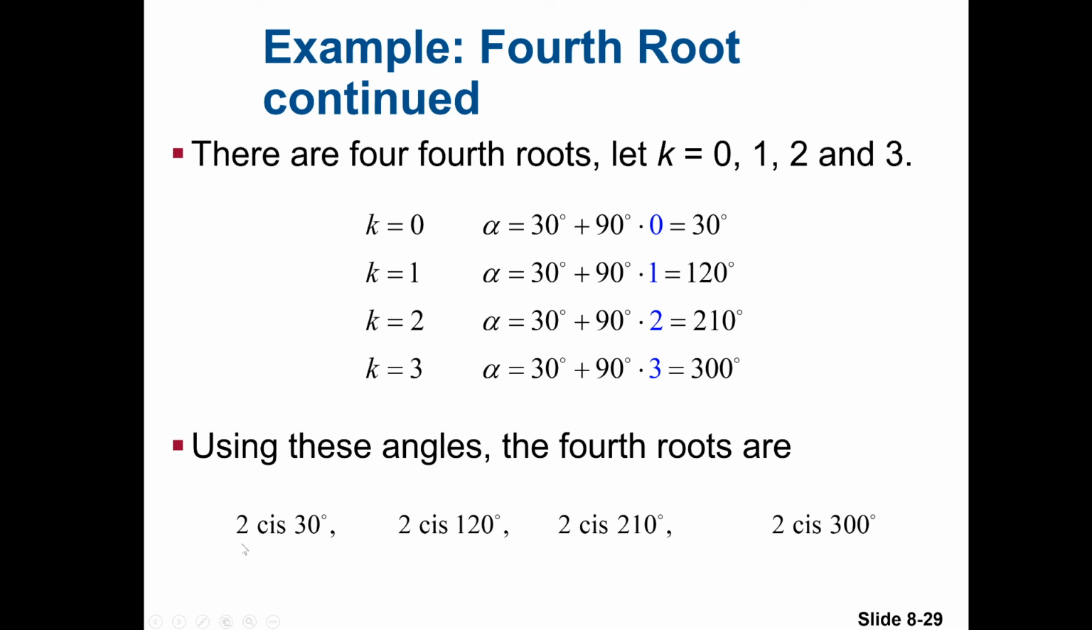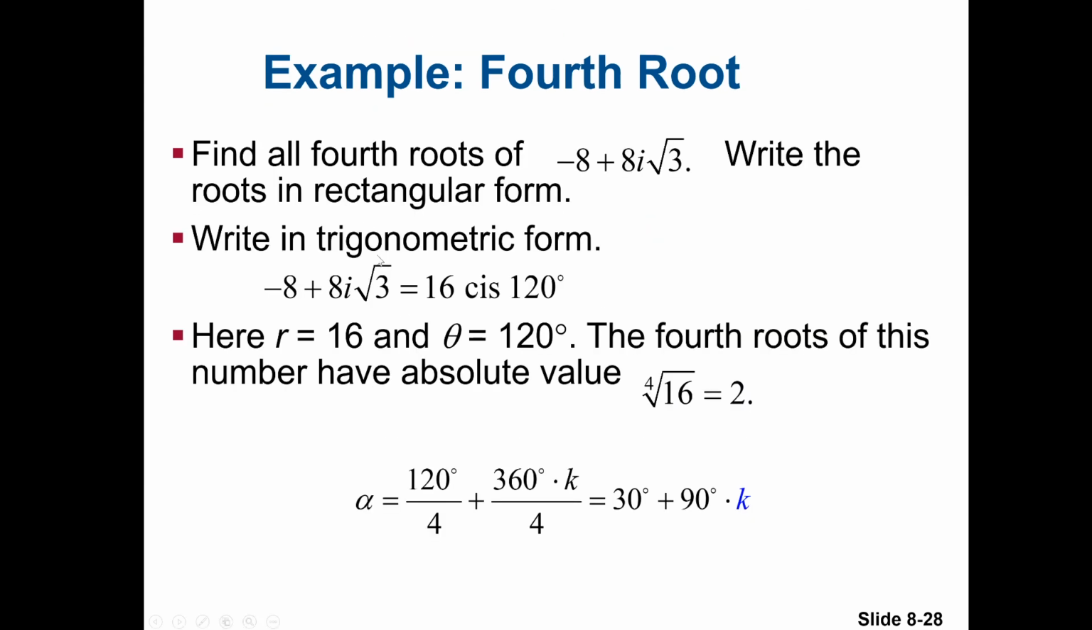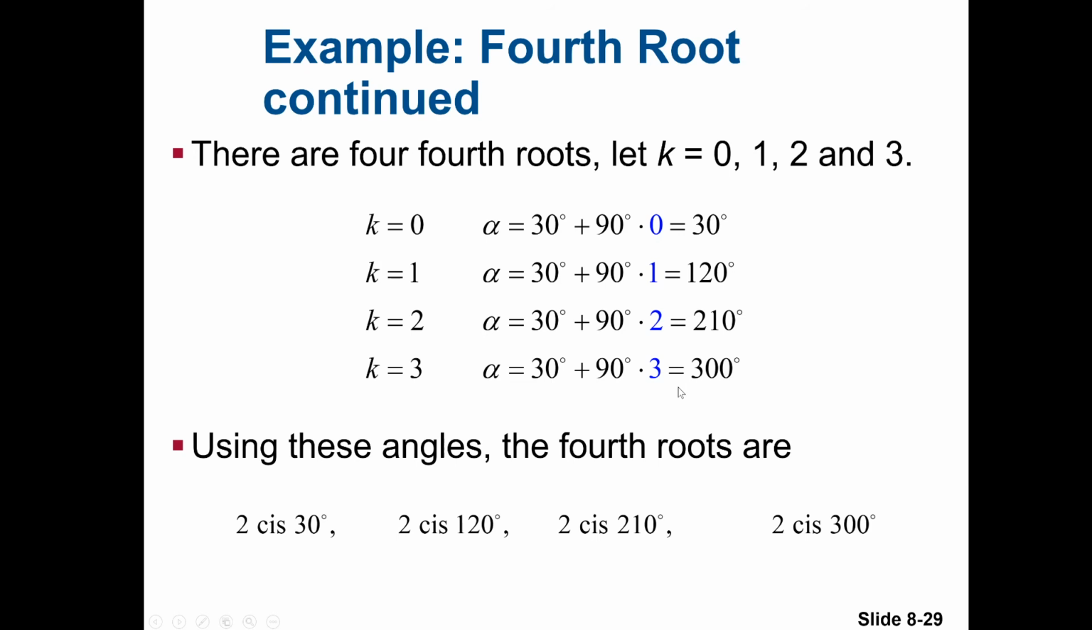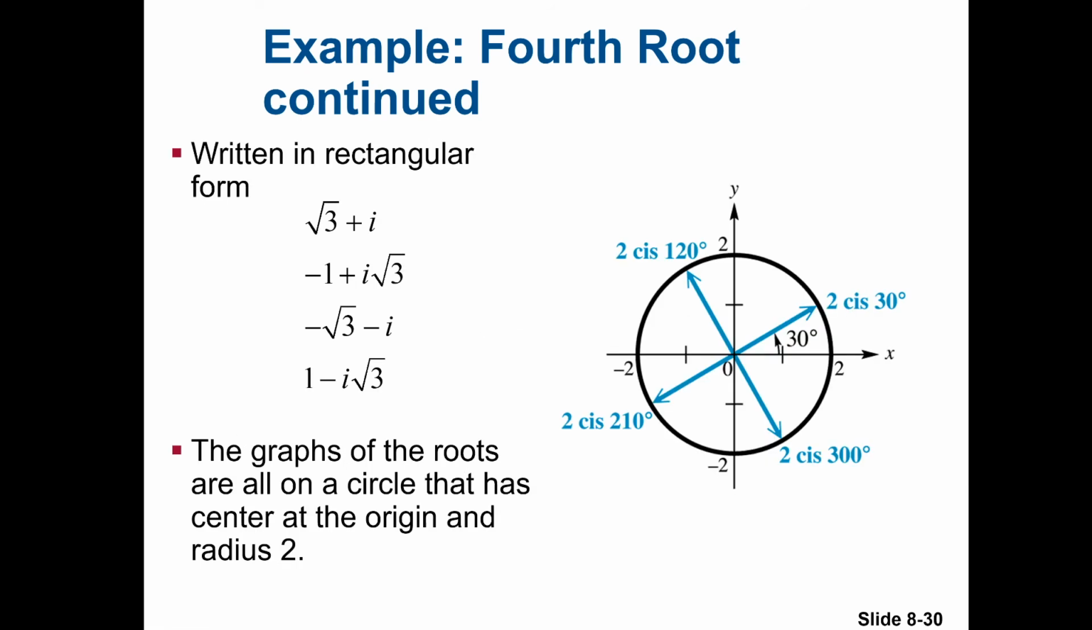So once you rewrite it, we do have 2 cis of 30, and then 2 cis of 120, and then 2 cis of 210, and then 2 cis of 300. Again, that's the root with the radius, so that'll be 2, because that's the 4th root of 16, as on the previous slide. So written in rectangular form, we do have root 3 plus i, negative 1 plus i root 3. You try to evaluate each one of those back to the complex number form: negative root 3 minus i, 1 minus i root 3. So it's quadrant 1, quadrant 2, quadrant 3, quadrant 4.